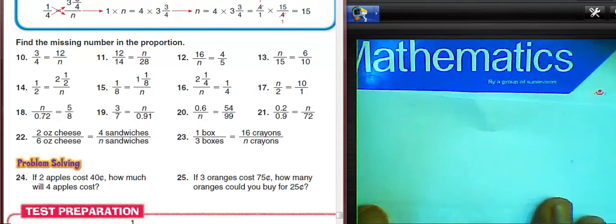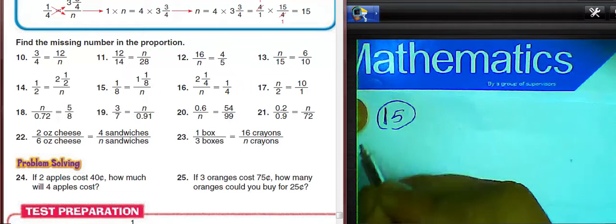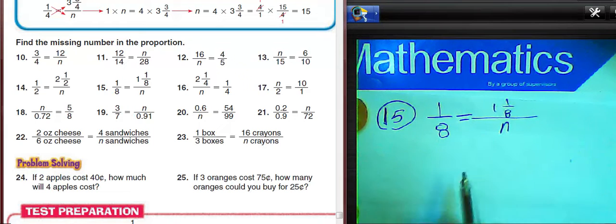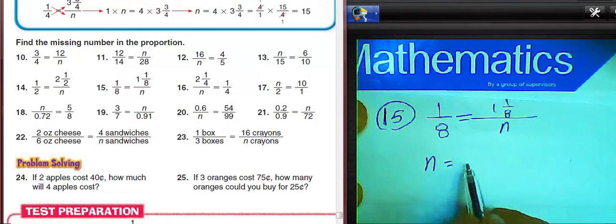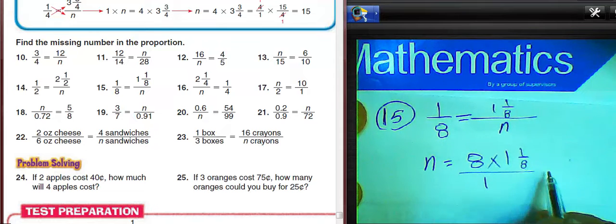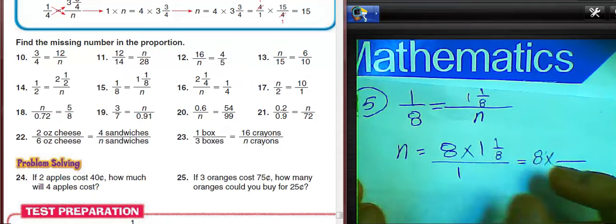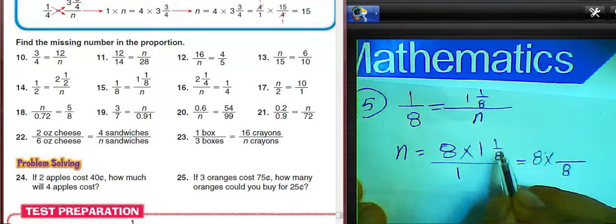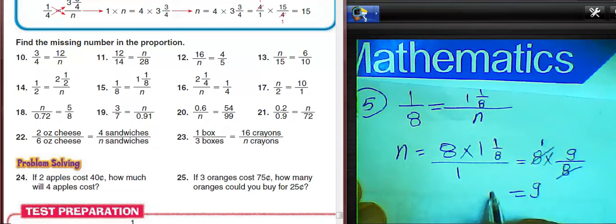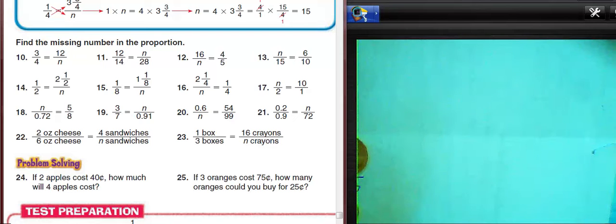And what about question 15? 1 over 8 equals 1 and 1 over 8 over n. We can find the result: n equals 8 multiplied by 1 and 1 over 8, over 1. We can convert from a mixed number to an improper fraction. Write it here: 1 times 8 equals 8, 8 plus 1 equals 9. 8 divided by 8 equals 1, 1 times 9 equals 9. n equals 9.